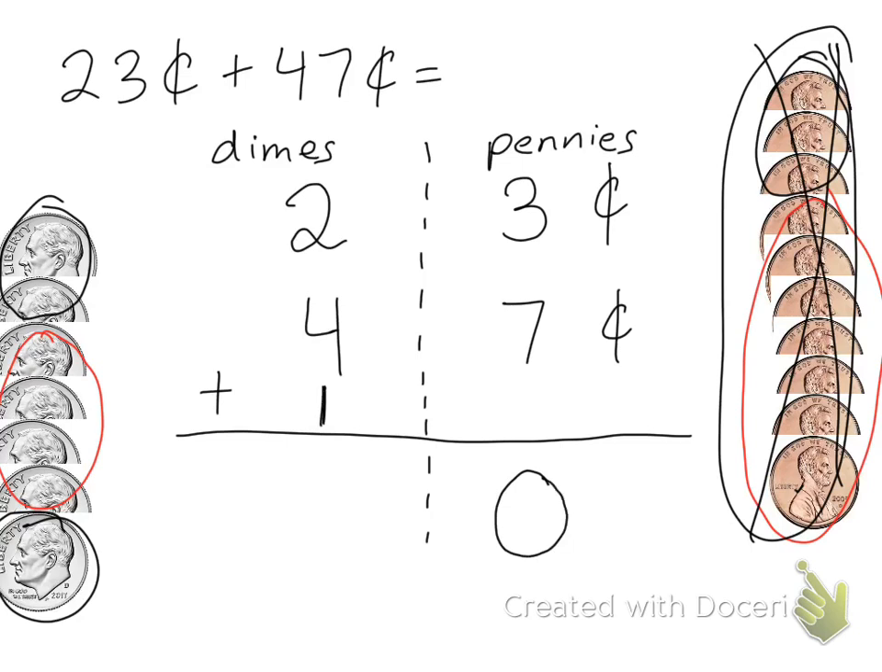Okay. Now I add up my dimes. So 2 dimes plus 4 dimes is 6 dimes. Plus 1 dime is 7 dimes. So I have 70 cents. And we can check that by counting my dimes. So I have 10, 20, 30, 40, 50, 60, 70. So my answer is correct.